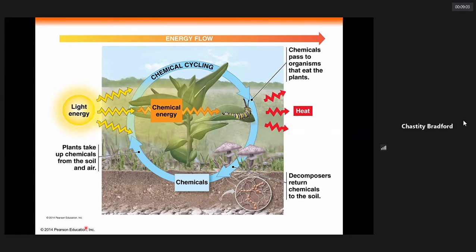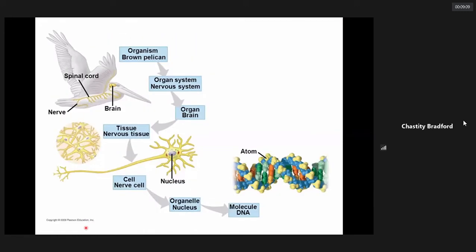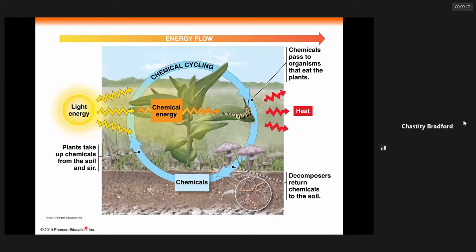Now, if you think about what Oriana shared with us in terms of this lowest level, the lowest level is the subatomic particles. Give me some examples of subatomic particles. Protons, a neutron, electron. Good. Protons, neutrons, electrons, okay?